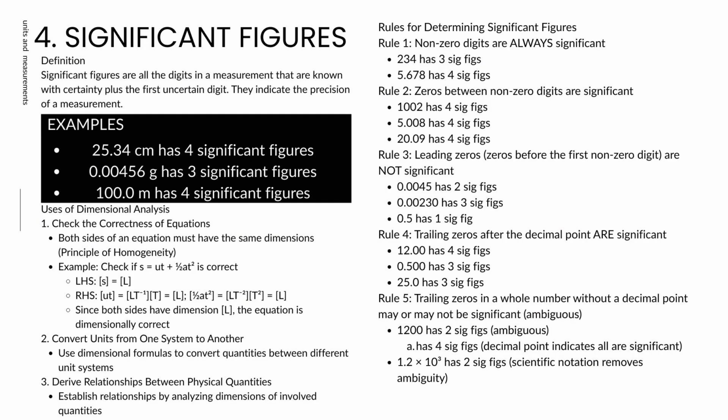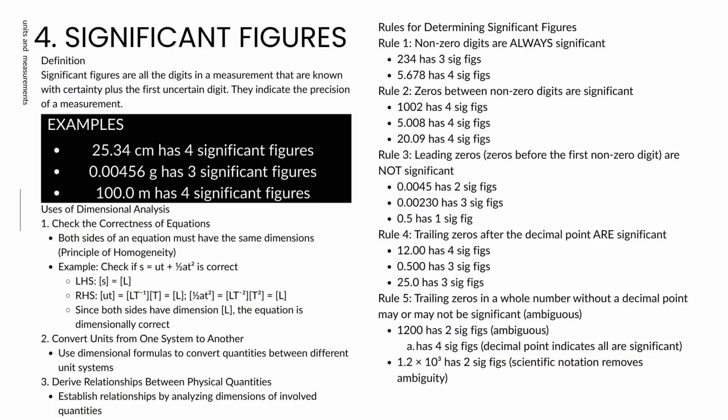So we have 25.34 centimeter as 4 significant figures. Figures that are not 0 when they come up are significant figures. So we have 4 in the first example. The second example is 0.00456 gram. We start counting where we have the first figure that is not 0. That is 4, 5, 6. That is 3 significant figures.